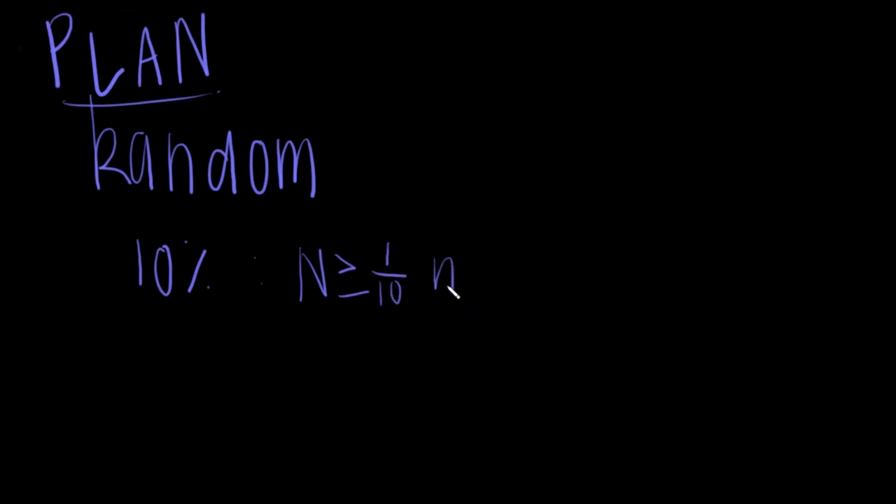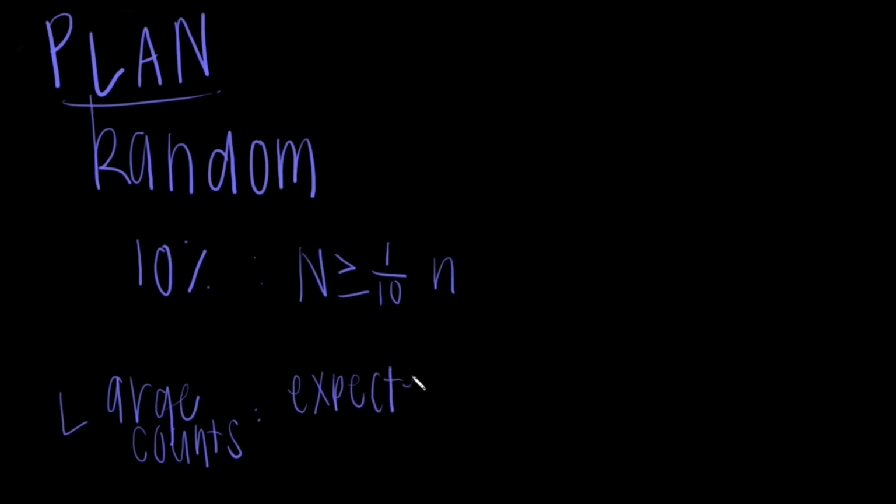For the large counts condition, you need to check that all expected counts are at least 5. You can do this by looking at your expected counts list in your calculator or one that is given to you with data and ensure that each is at least 5.